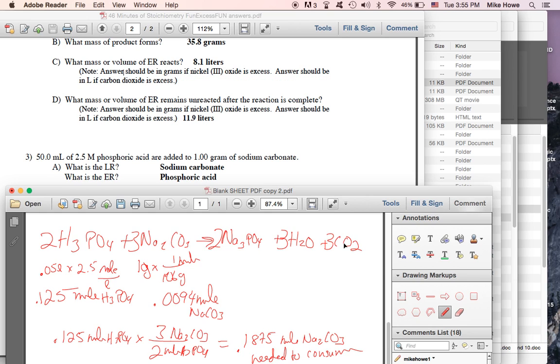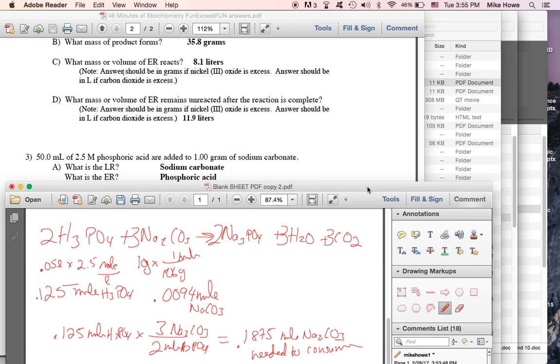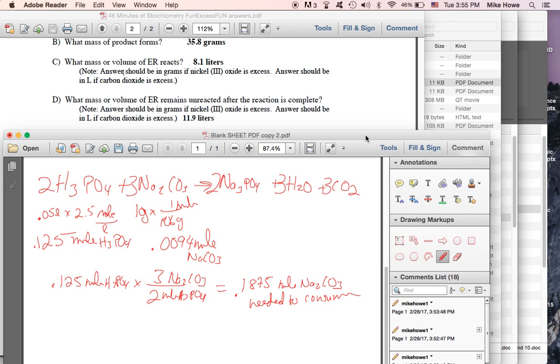So to consume the H3PO4. All right, then you look back and see how much sodium carbonate do I have. That's how much I have. So do I have enough? Nope. So sodium carbonate is limiting. It's supposed to be a 2 right there. All right, so sodium carbonate is limiting. So 0.0094 moles of sodium carbonate is our limiting reactant.